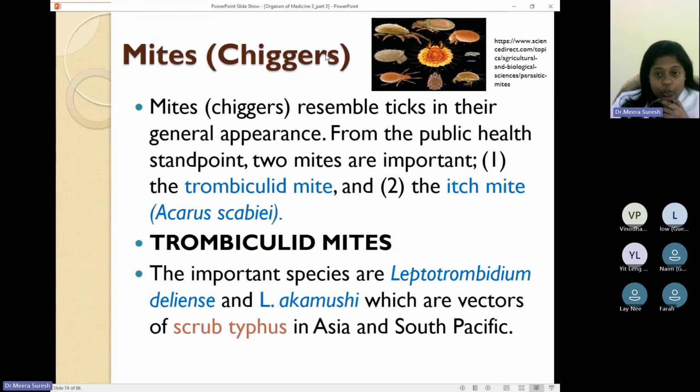Then mites, which are also called chiggers. There are different types of mites. They resemble ticks in their general appearance. From the public health standpoint, two mites are very important: the trombiculid mite and the itch mite. The important trombiculid species are Leptotrombidium deliense and Leptotrombidium akamushi, which are vectors of scrub typhus. You don't have to remember the complete name, but remember the trombiculid mites, scientifically called Leptotrombidium. They are vectors of scrub typhus.